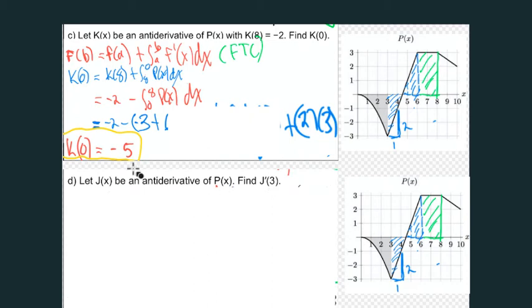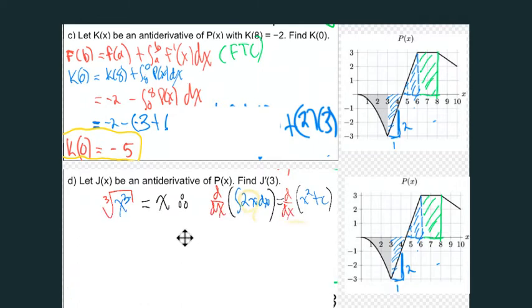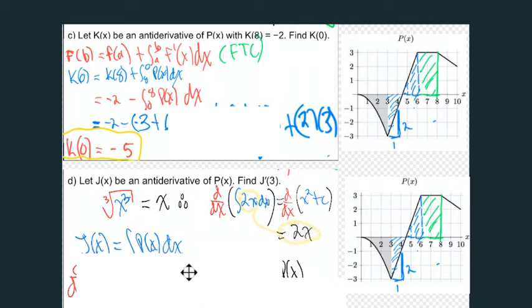Now here's another one. J of x is an antiderivative of p of x. So it starts out the same way, but then it says find j prime at 3. Let's look at this. I'm going to go through this whole inverse notion again. If I have the cube root of x cubed, that's x. So the cubing undoes the cube. Again, I think I've gone through this previously, the derivative of the integral of 2x is just 2x, right? You get the same result when you finish.